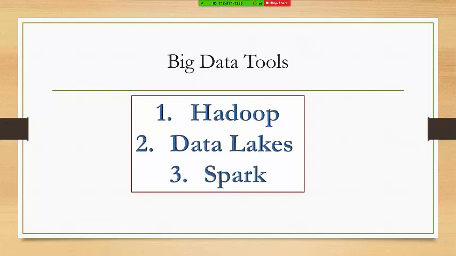So for this big data, there are various tools we can use. There is Hadoop, and Data Lake, and Spark. There are so many other ones, but these are free ones that you can get your hands on. So how do they work naturally?